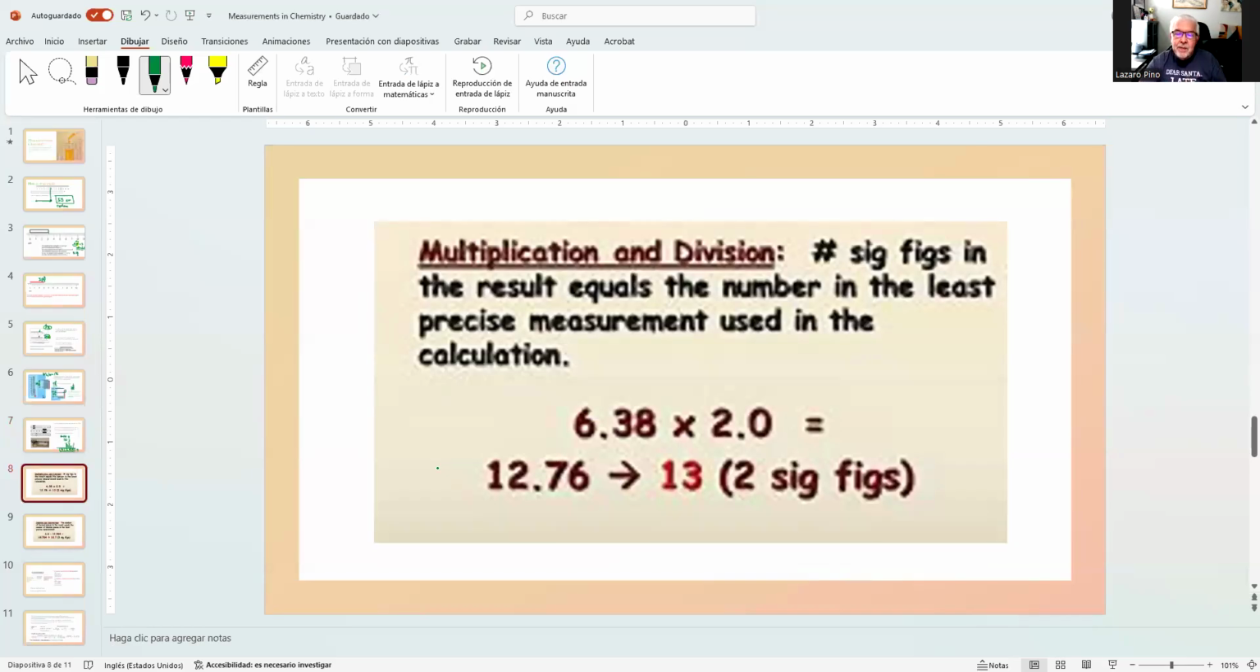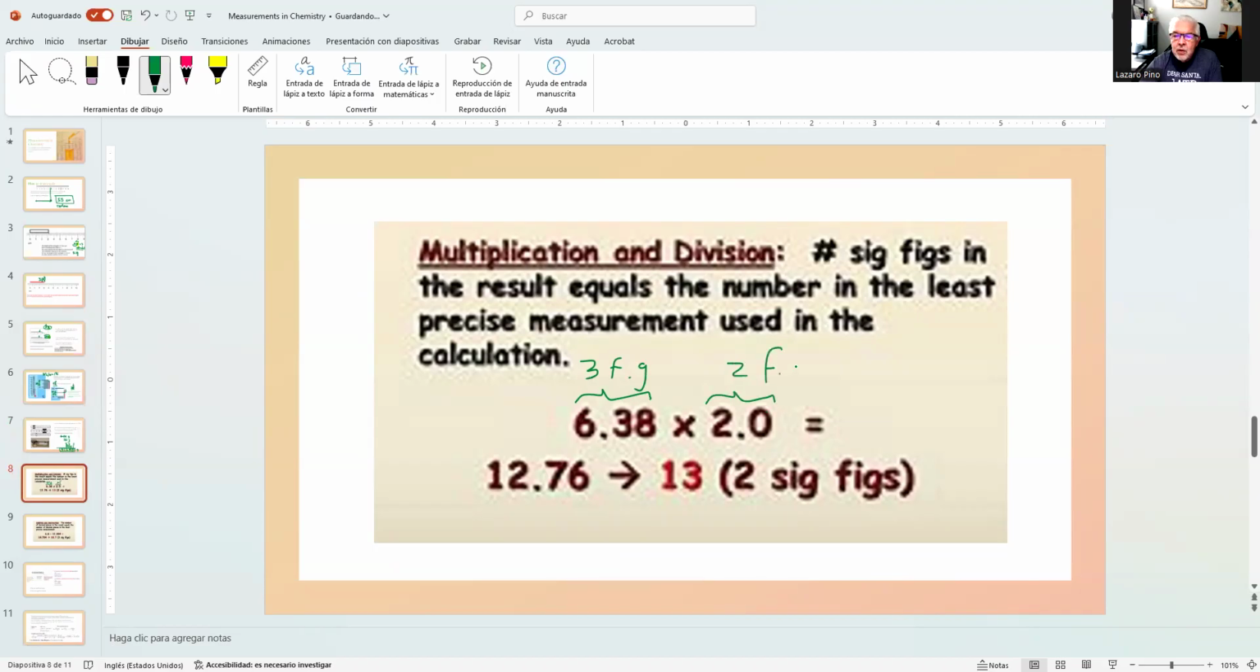Well, when you are multiplying, and pay attention to this because during all this class, you will have a lot of multiplication, addition, and subtraction, and division. So you have to apply the rule for significant figures. Look at this. You have two factors. This factor has 3 significant figures. And this factor has 2.